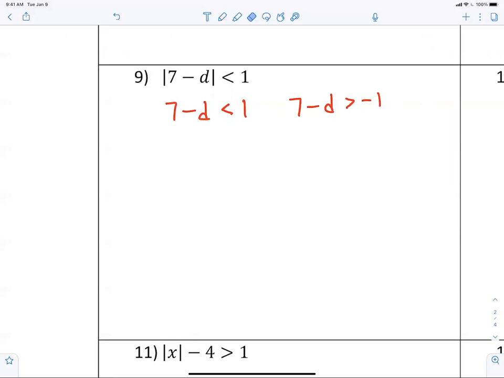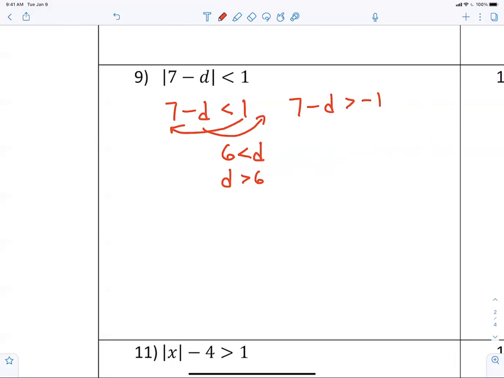Now, do I like negatives? No. So for me personally, I'm going to bring this negative d over. So what does that become? Positive d. Then I'm going to move the 1 over. And what does that become? 6. So everybody's got to look at that. Now, are you allowed to have the number first? So you flip it. So it becomes, d is greater than 6. Okay. Now, if you wanted to subtract 7 and divide, it's the same answer. Do you agree? Yes.